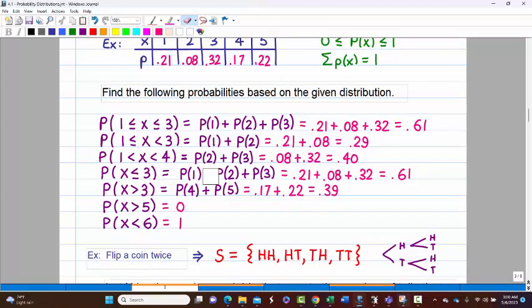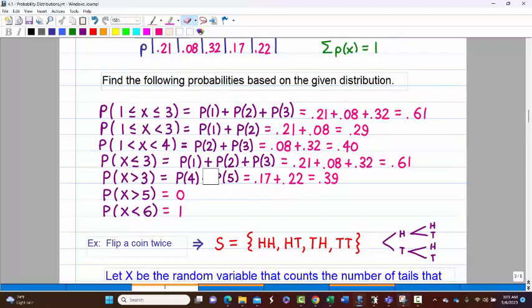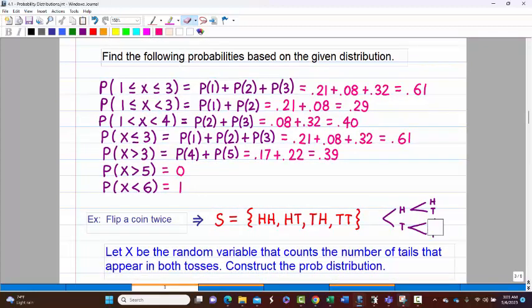All right. Let's flip a coin twice here. You could use a tree to get these values if you need to, or with 2 coins, you probably could just list them out easily enough. But the possibilities are head, head; head, tail; tail, head; tail, tail.